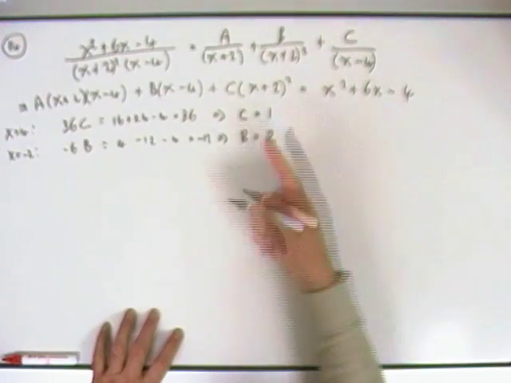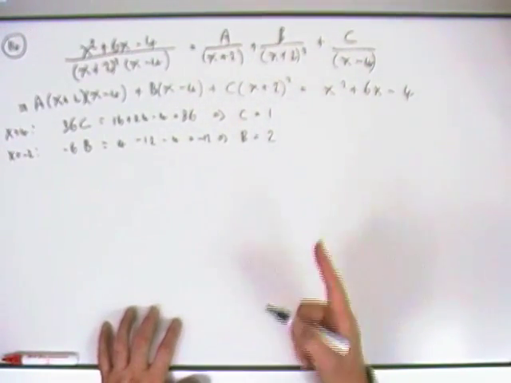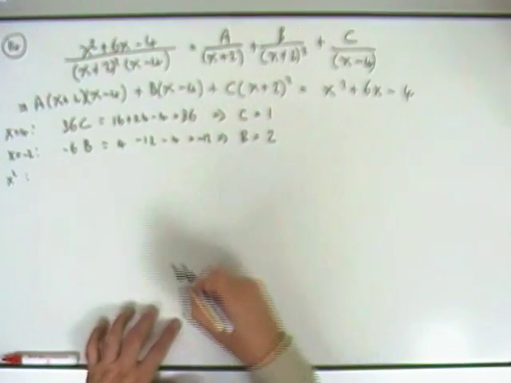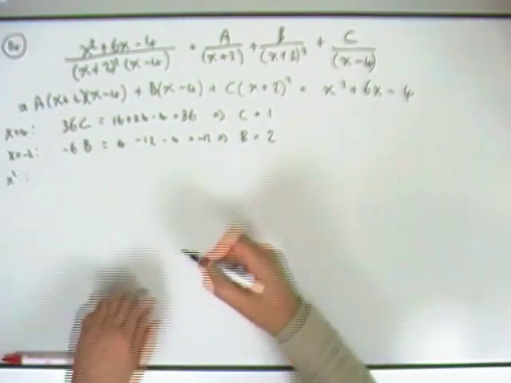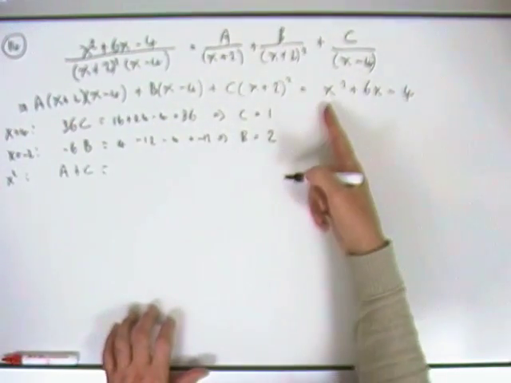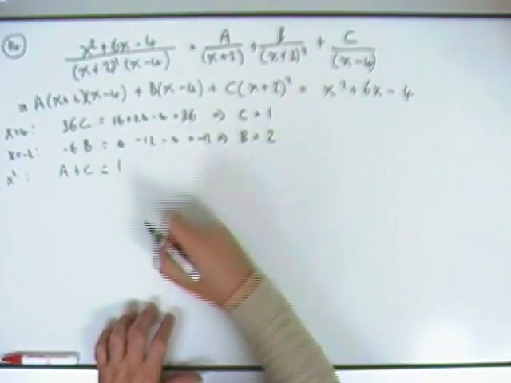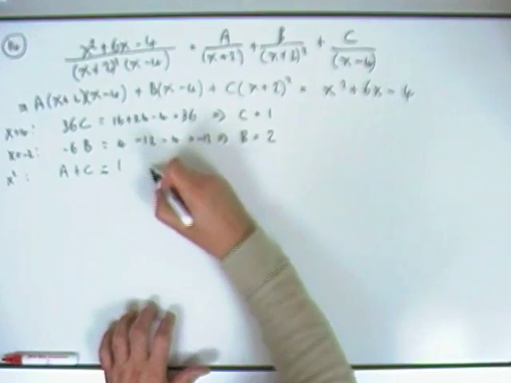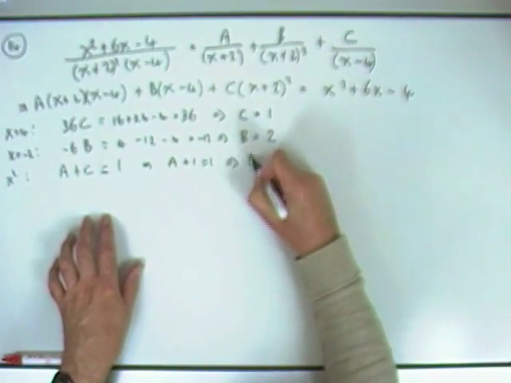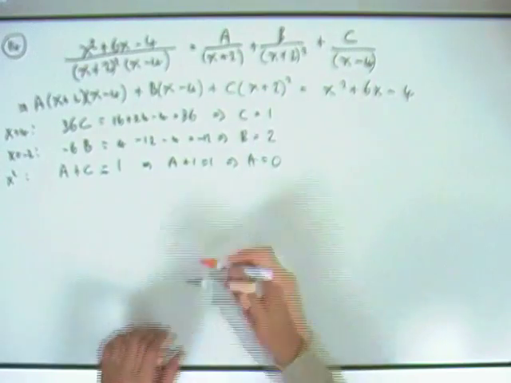So let's just go to equating some coefficients. What's the best one we'll use? Use the x squared terms. Well, that's got Ax squared, that's got Cx squared, and that's got 1x squared. So A plus C should equal 1. Well, C equals 1. So that means A plus 1 equals 1, which means A equals 0.